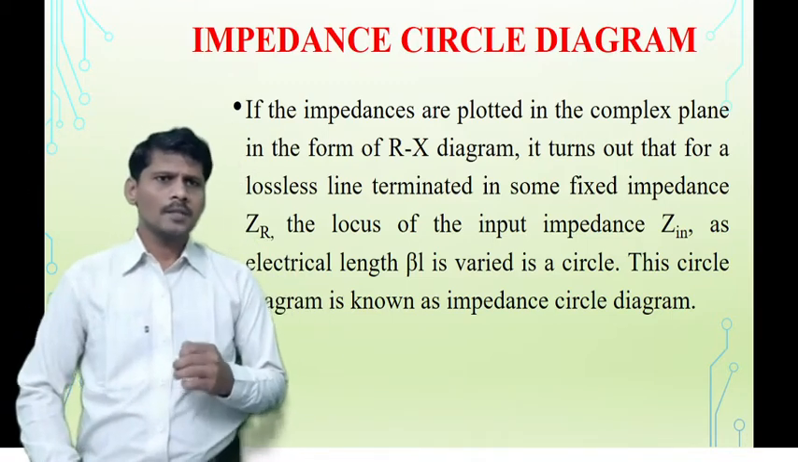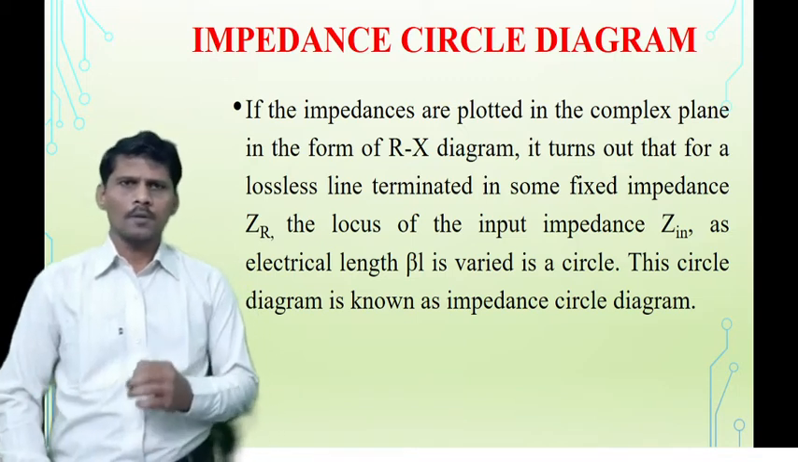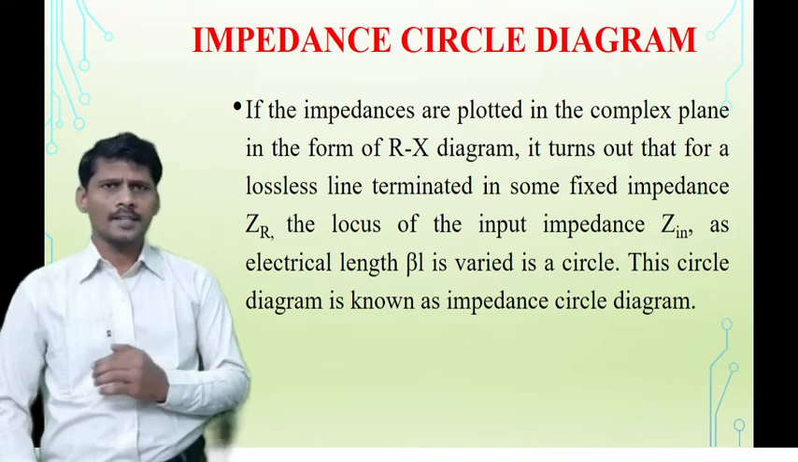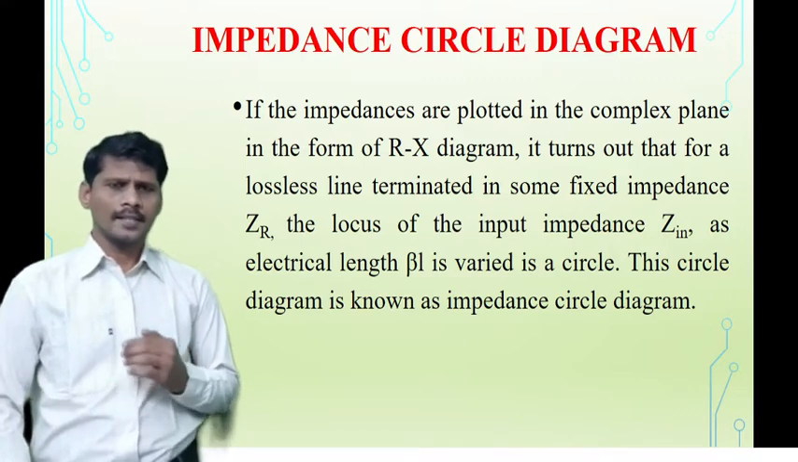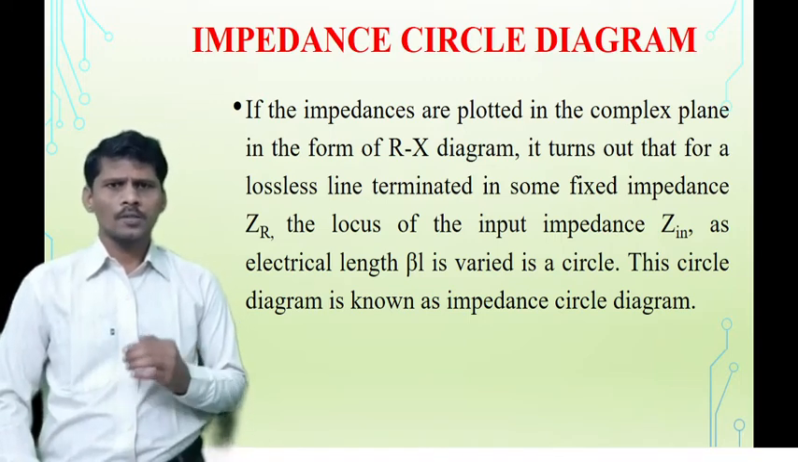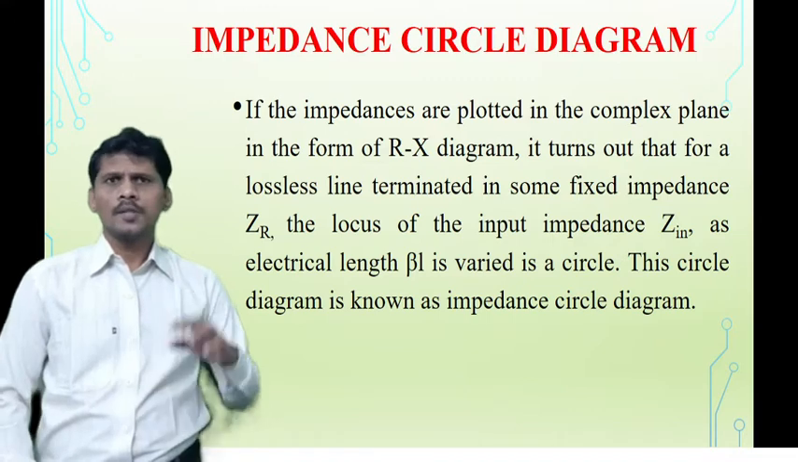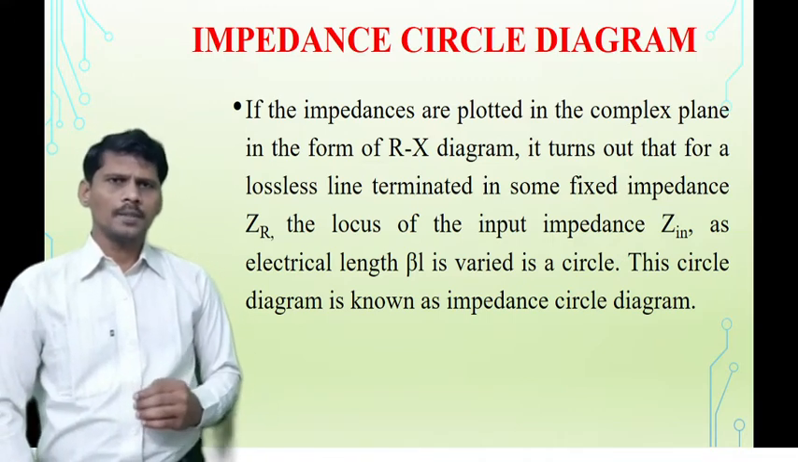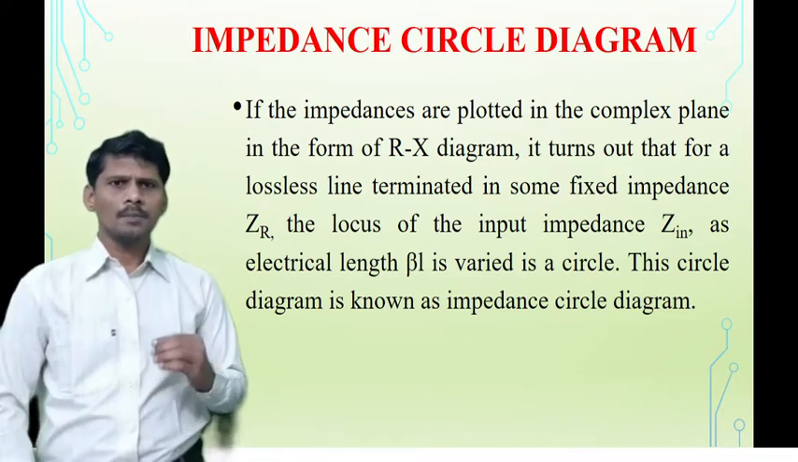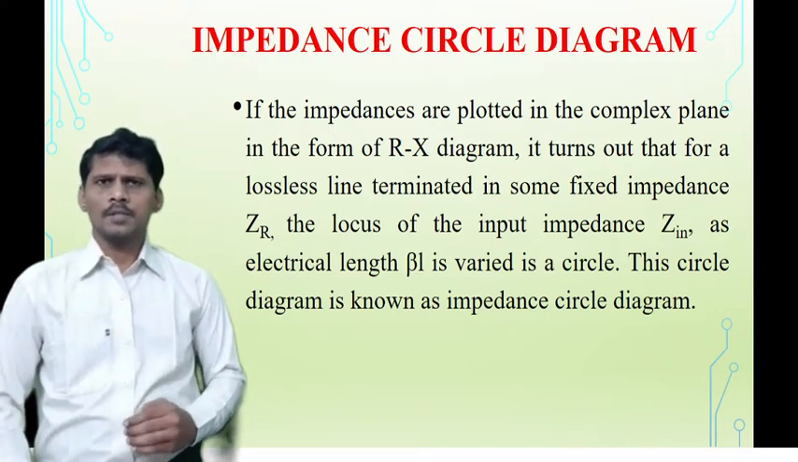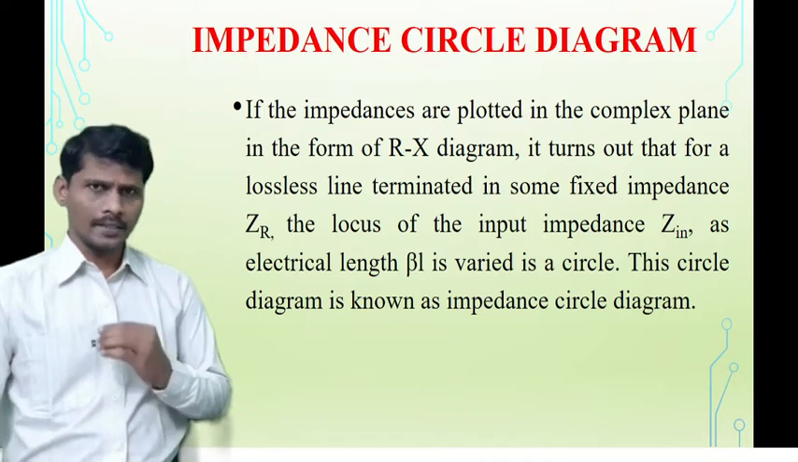If the impedances are plotted in the complex plane in the form of an RX diagram, RX diagram means resistance and reactance. R is the resistance and X is the reactance. It turns out that for a lossless transmission line terminated with some fixed impedance, that is ZR, the locus of the input impedance as the electrical length, beta L, is varied is a circle. This circle diagram is known as the impedance circle diagram.